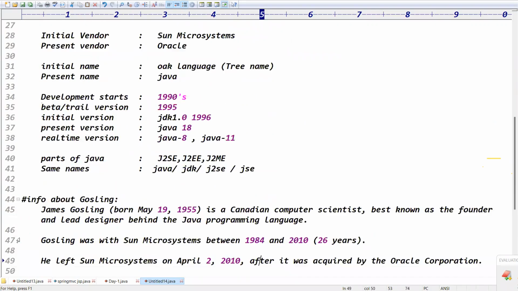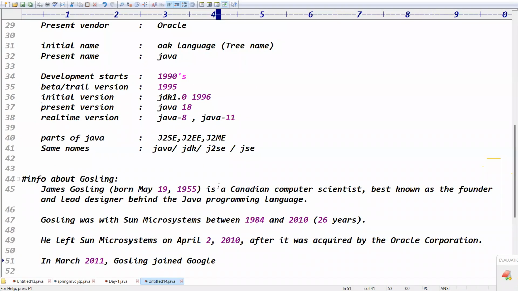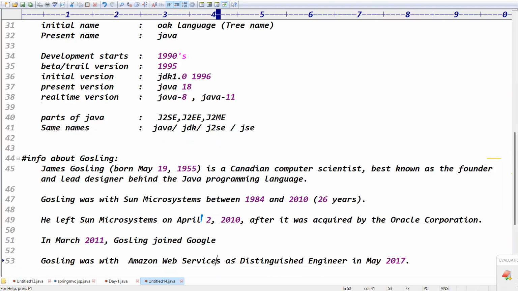Information about James Gosling. James Gosling was born in 1955. He's a Canadian computer scientist, best known as the founder and lead designer behind the Java programming language. James Gosling was at Sun Microsystems for almost how many years? 26 years. And he left Sun Microsystems in 2010 after it was acquired by Oracle Corporation. Now the Java product is from Oracle Corporation, right? In March 2011, James Gosling joined Google. Finally, he worked for Amazon. Presently he is working for Amazon, right?